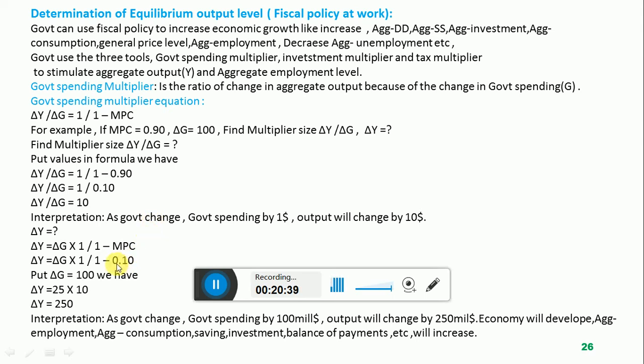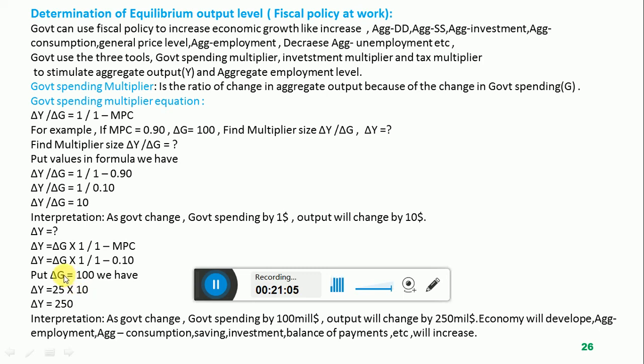So here, correct this in your notebook. This is 1 minus 0.90, so 1 minus 0.90 will be 0.10. Now look, this total value we have, 1 whole divided by 1 minus 0.90, will give us 10. You can see from here, 1 over 0.10 gives us 10. So I write directly that 1 whole divided by 1 minus 0.90 is equal to 10.